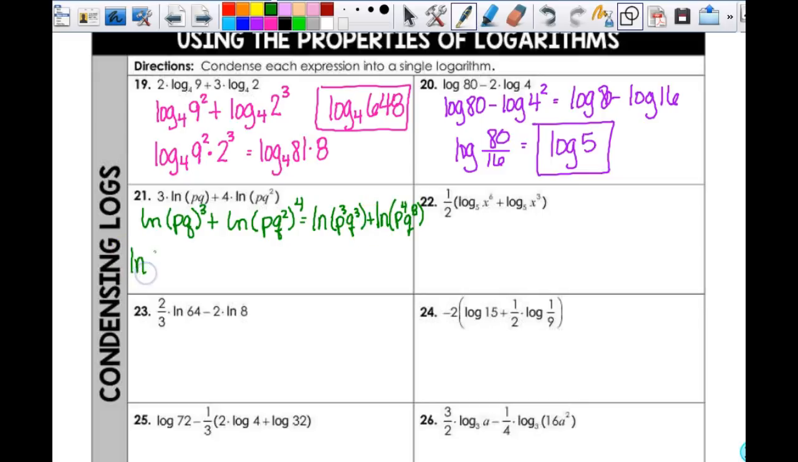This is going to be the natural log of p to the 3rd, q to the 3rd, times p to the 4th, q to the 8th. Then I have to make sure I know what's going on with exponents. When I multiply, I add the exponents. So this gives me the natural log of p to the 7th times q to the 11th.